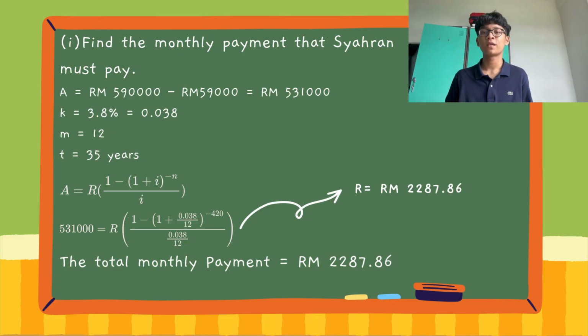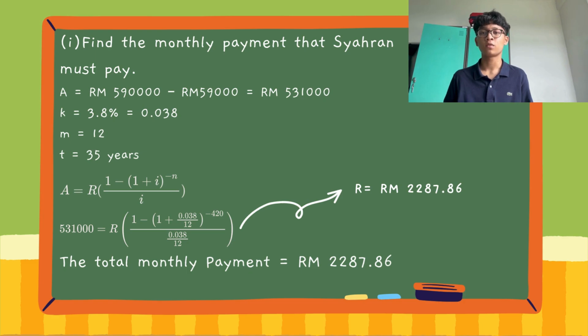Question 1. Find the monthly payment that Shahran must pay. So A is RM590,000 minus RM59,000 equals RM531,000. K is 3.8%, which is 0.038. M is 12 and T is 35 years. To solve this question, I will be using the loan formula. So let's fill in the value into the formula.